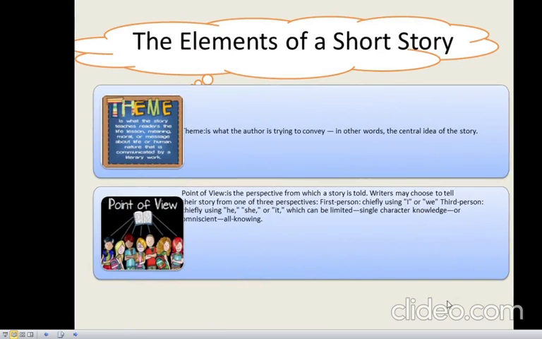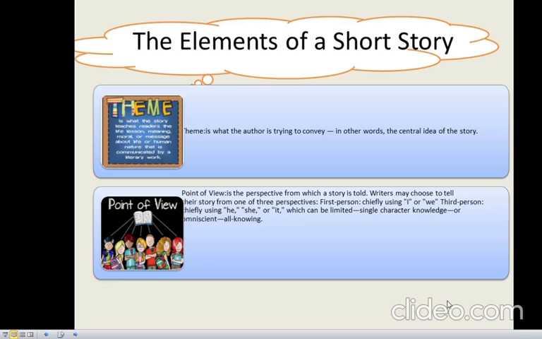Okay, so the fourth element of a short story is the theme. Theme is the message. Simply to say it, it's the message that the writer is trying to convey. In other words, it is the controlling idea or the central idea of the story. And of course, the writer introduces the theme to communicate what he wants, to give valuable lessons through the events of a story and through the theme.